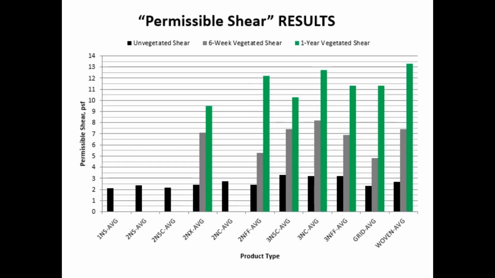Now consider the dramatic increase in permissible shear stress when vegetation has had a chance to germinate and grow within the products. The gray bar represents 6 weeks of vegetative growth, while the green bar represents a full year of growth. Notice that 1-year vegetated TRMs consistently have over 10 pounds per square foot of permissible shear stress.